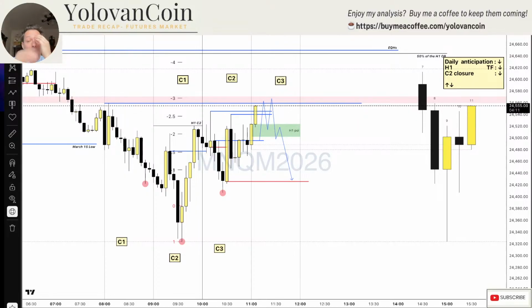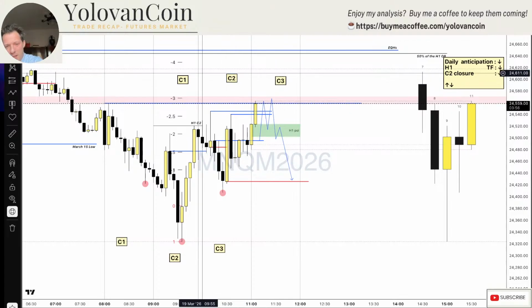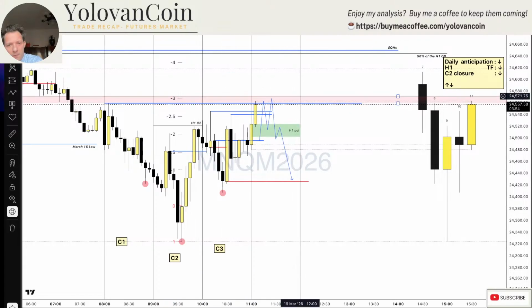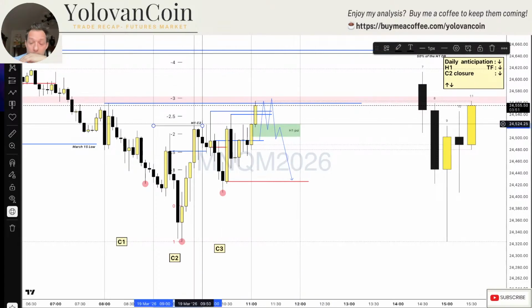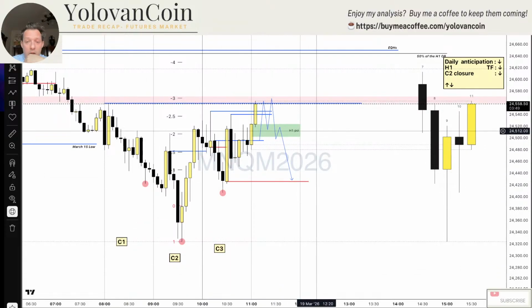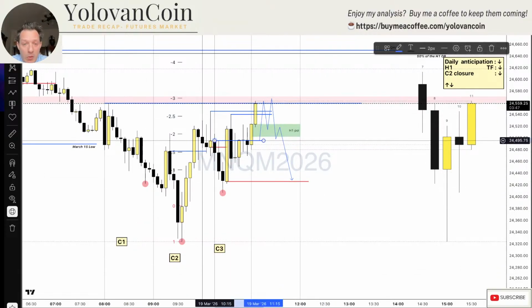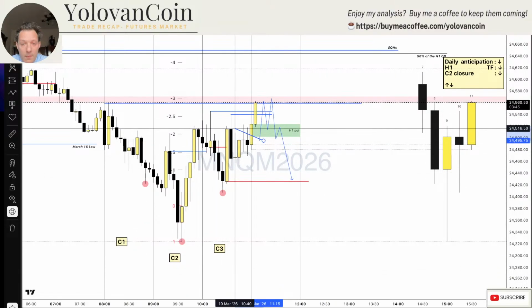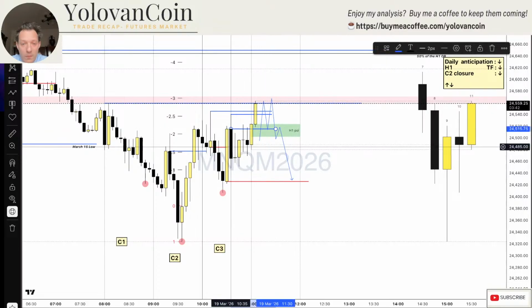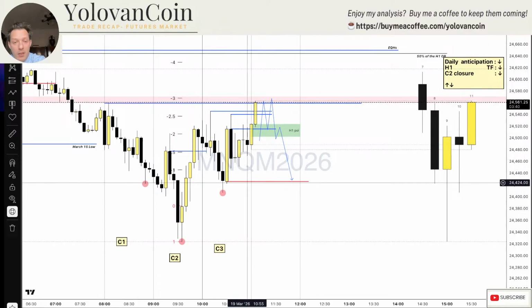Here we go. The fair value gap is coming. Oh, and the fair value gap touched. Thank you so much. So that means this C2, C3 is not valid anymore. Okay. So probably this is gonna be the valid price action. So this was the new. I don't need this information anymore. Okay.